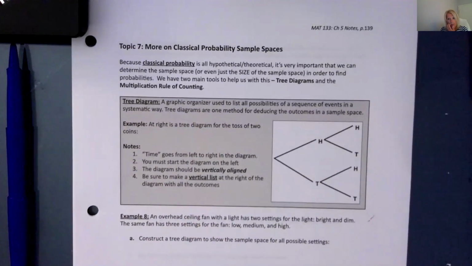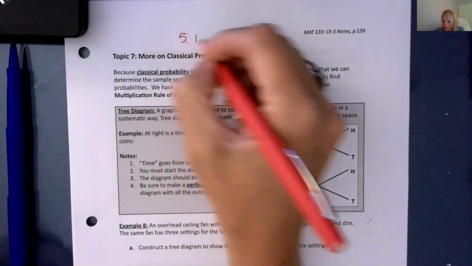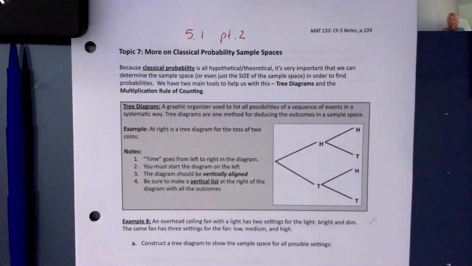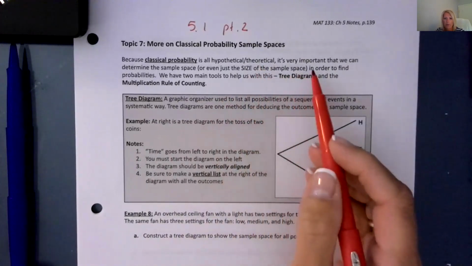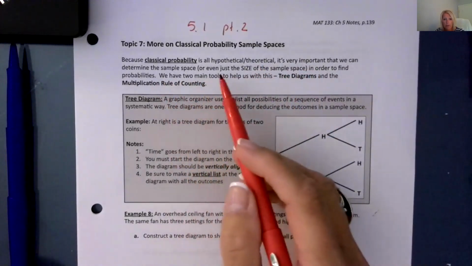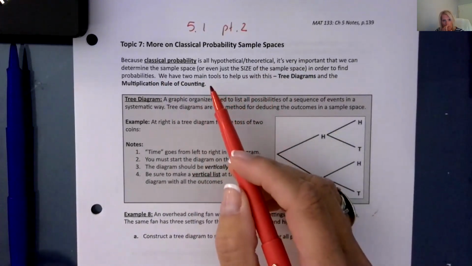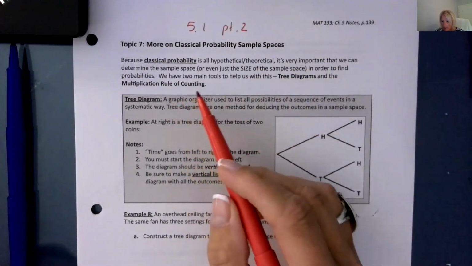Okay, we're back for the second part of 5.1 notes. So this is 5.1 part 2. And we're going to build on our classical probability. Because classical probability is all hypothetical or theoretical, it's very important that we can determine the sample space, or even just the size of the sample space, in order to find probabilities. We have two main tools to help us with this: tree diagrams and the multiplication rule of counting.